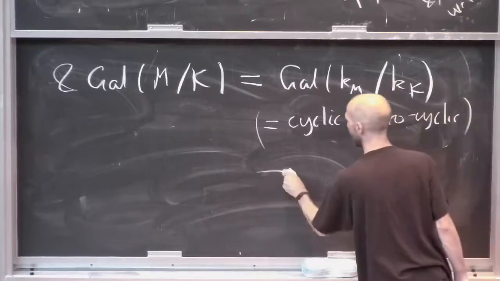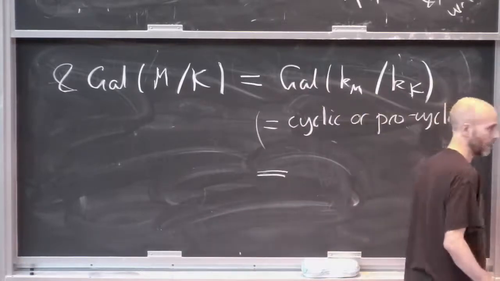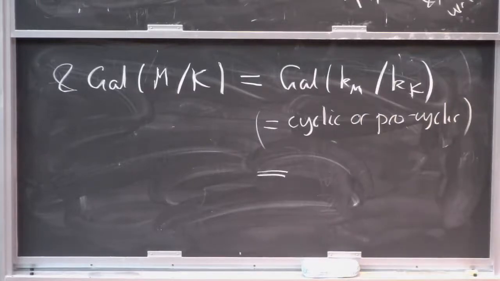So I'll leave it there. In the next lecture, I'm going to explain everything that I know about Gal K bar over K for K a p-adic field, all the group theoretic things I can say about this group. And then I'm going to tell you about tamely ramified extensions, and I'm going to state the theorems of local class field theory. That will all be tomorrow.